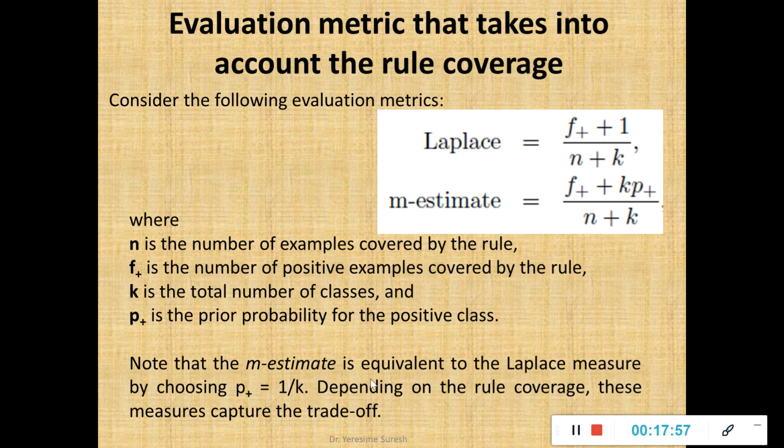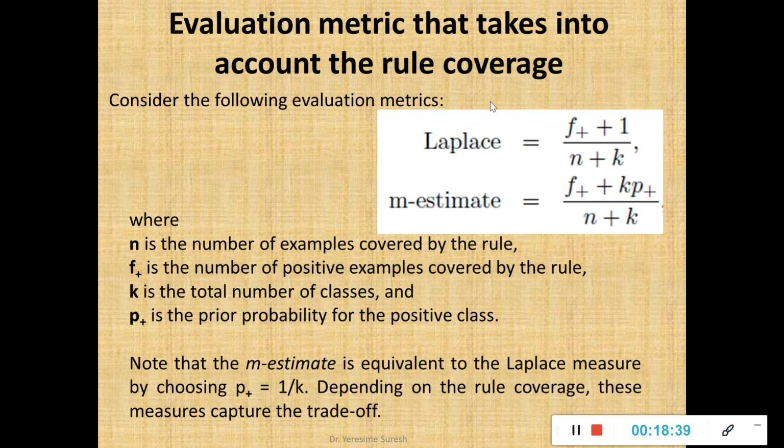Fine. Note that M estimate is equivalent to the Laplace measure by choosing P plus equal to 1 by k. So if I take the reciprocal of the number of classes, if the number of classes is 2, that will be the value of k in Laplace. For M estimate, the value of P plus will be equal to 1 by k. That means 1 by 2, 0.5 will be the prior probability. Depending on the rule coverage, these measures capture the trade-off. That means the value of P plus and k will depend on the trade-off, whether I am trying to consider rule coverage or rule accuracy.